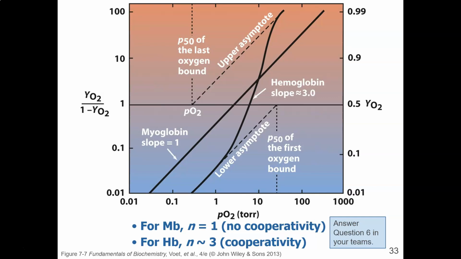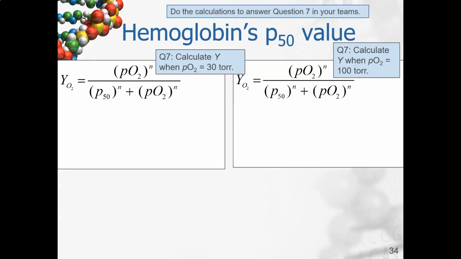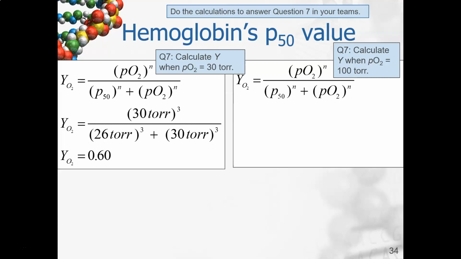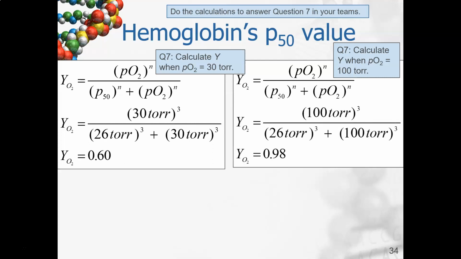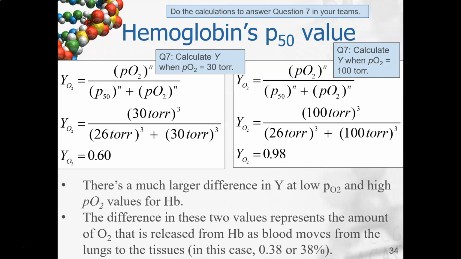So the next thing we did in class is we answered question 6 in our teams, and that meant going back to this equation and calculating y at 30 torr and 100 torr for hemoglobin. And here we have to raise this to the 3rd power. When we do this equation, we get y is equal to 0.6 at 30 torr and y equals 0.98 at 100 torr. So now we get a much larger difference in y between the low and the high partial pressures of oxygen. So this represents the amount of oxygen that's released from hemoglobin.